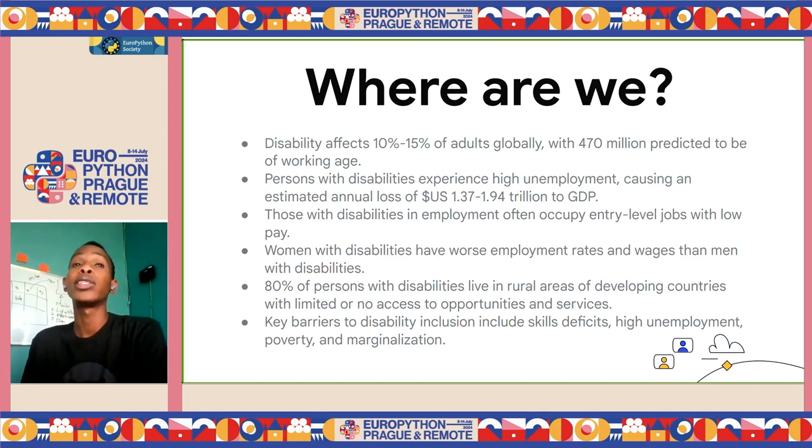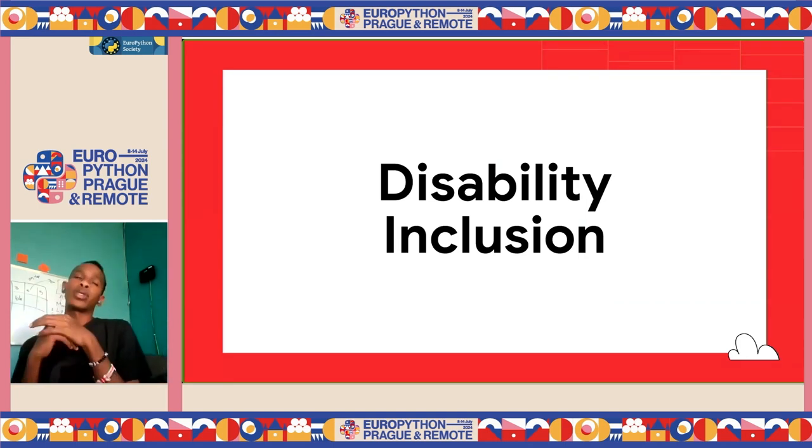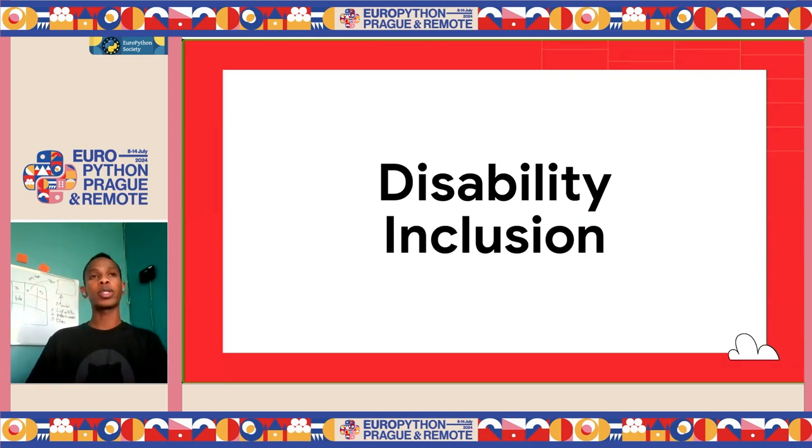So can we give these people a chance to perform their duties at least in our open source communities? People with disabilities in employment often occupy entry-level jobs with low pay. So even if someone with a disability gets a job, it will be entry-level and with very low pay, but we are again trying to give them a chance through open source. The key barriers to disability inclusion that most open source communities, or even most organizations, face are skills deficit, high unemployment, poverty, and marginalization. These are some of the key barriers that might be hindering communities or organizations from including persons with disabilities.